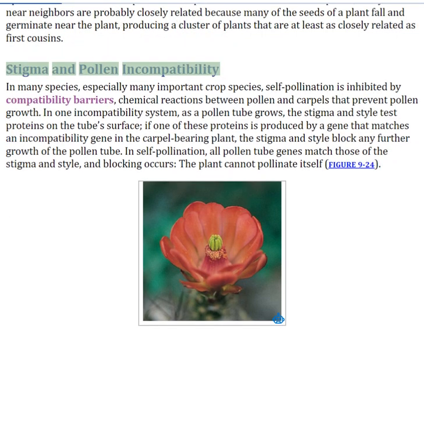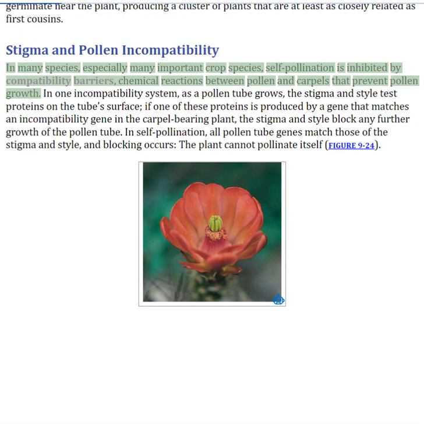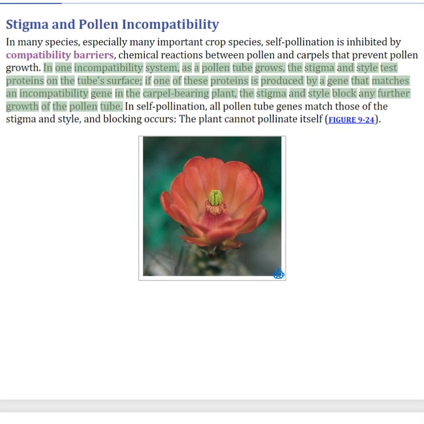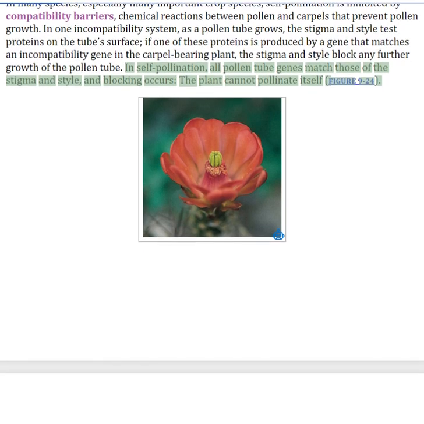Stigma and pollen incompatibility. In many species, especially many important crop species, self-pollination is inhibited by compatibility barriers, chemical reactions between pollen and carpels that prevent pollen growth. In one incompatibility system, as a pollen tube grows, the stigma and style test proteins on the tube surface. If one of these proteins is produced by a gene that matches an incompatibility gene in the carpel-bearing plant, the stigma and style block any further growth of the pollen tube. In self-pollination, all pollen tube genes match those of the stigma and style, and blocking occurs, the plant cannot pollinate itself.